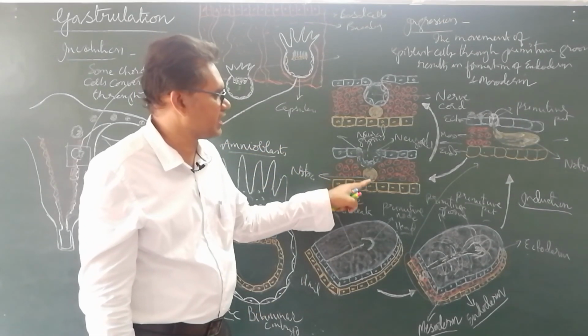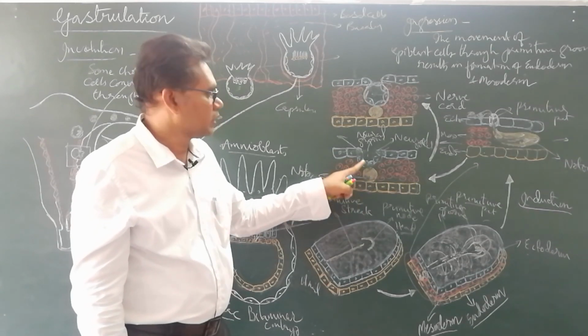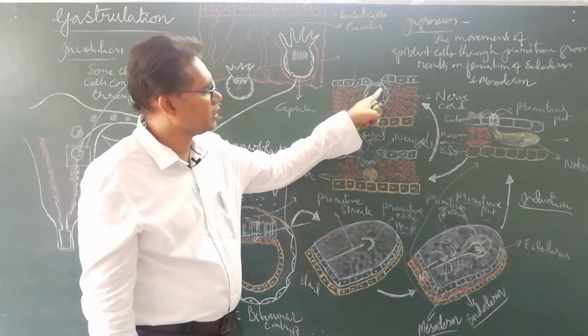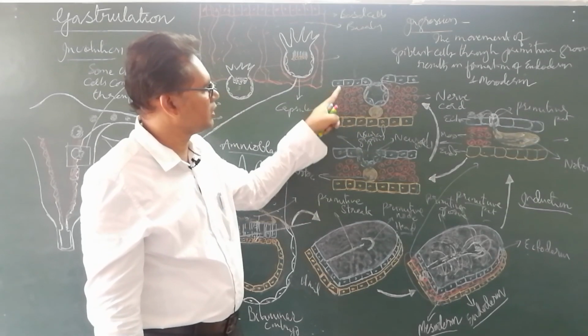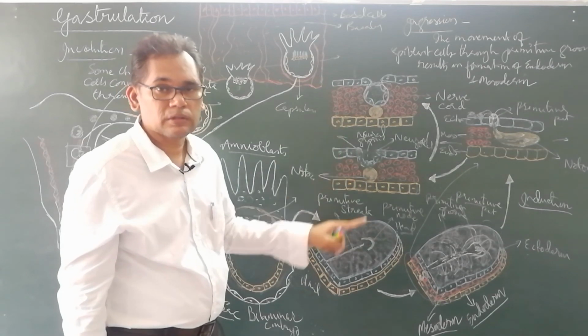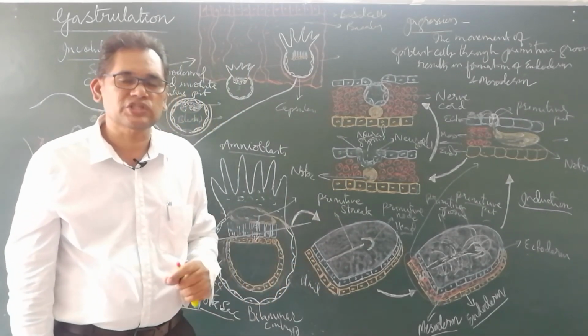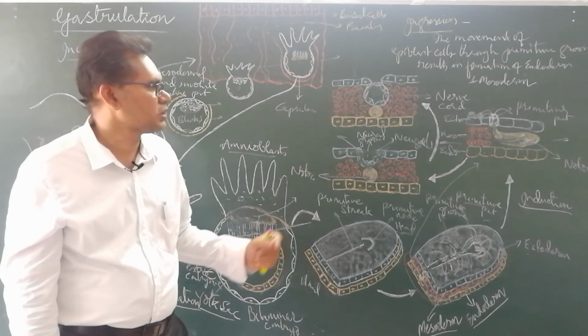The first structure, the axial skeleton, the skeletal structure which is formed, is the notochord. Now the upper one is the nerve cord. This is the mesoderm, this is the ectoderm, this is the endoderm. This is the process of gastrulation, notochord formation, and then the nerve cord.